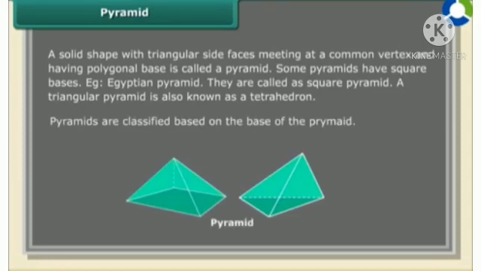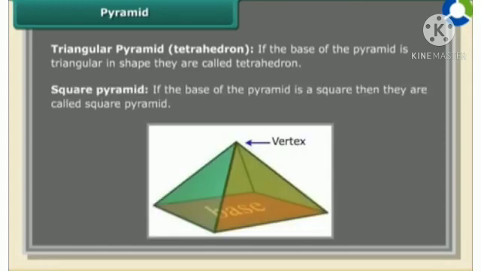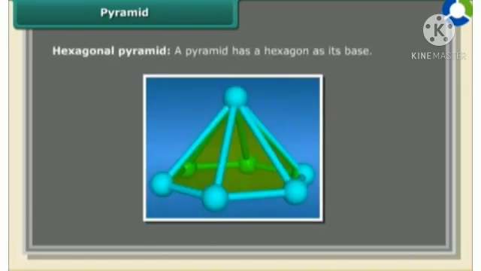Pyramids are classified based on the base of the pyramid. Triangular pyramid, tetrahedron. If the base of the pyramid is triangular in shape, they are called tetrahedron. Square pyramid. If the base of the pyramid is a square, then they are called square pyramid. Hexagonal pyramid. A pyramid has a hexagon as its base.